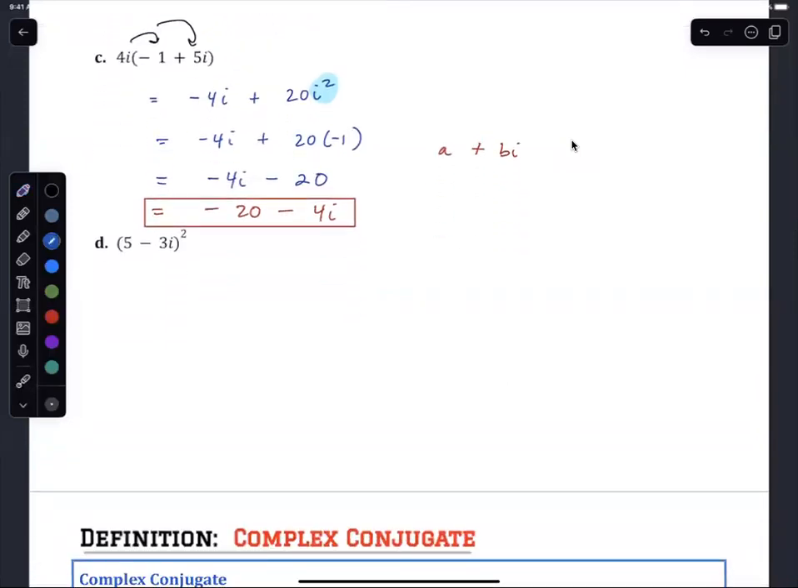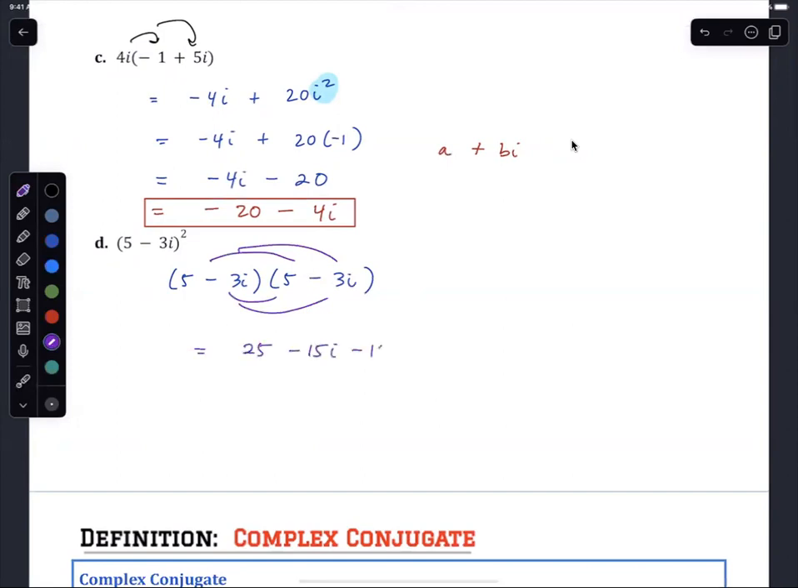For part D, expanding this out, 5 minus 3i squared means to take 5 minus 3i and multiply it by itself. So we're going to get 25 minus 15i minus 15i plus 9i squared. This will be 25. This becomes negative 30i. And then this becomes minus 9 because i squared is negative 1, which means combining like terms, you're going to get 16 minus 30i.